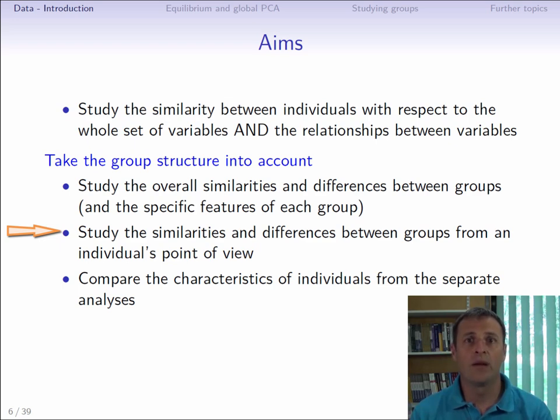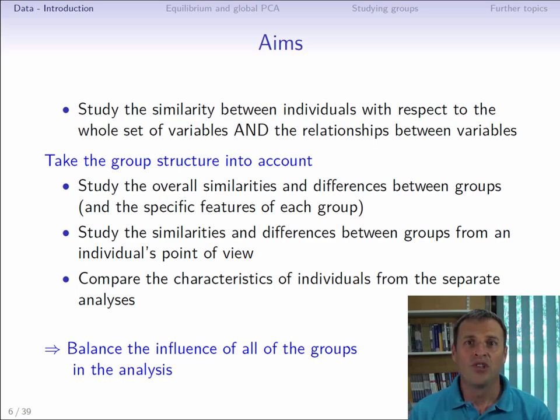For example, is wine number 2 described in the same way by the 3 juries, experts, consumers, and students? If so, we can say that there is a strong consensus between the 3 juries. Or inversely, is the wine described in a specific or different way by the jury of experts, for example? Lastly, we can compare the characteristics of individuals for each group. In the wine example, this amounts to comparing the 3 configurations of wines obtained through separate PCAs constructed from the data of each of the juries.